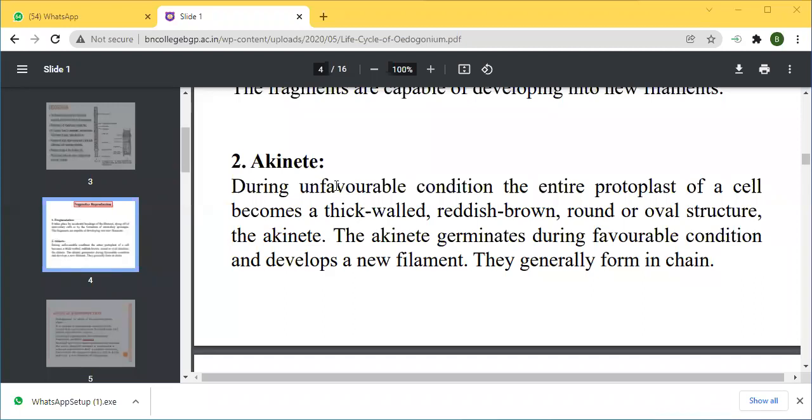In that unfavorable condition, the entire protoplast of the cell becomes a very thick wall. The color turns reddish brown, round and oval shape. These are called akinetes. The akinetes germinate during favorable condition. Favorable condition means when the rainy season comes, at that time these akinetes develop into the new Oedogonium filament. They generally form in chains. You can observe this is the chain.